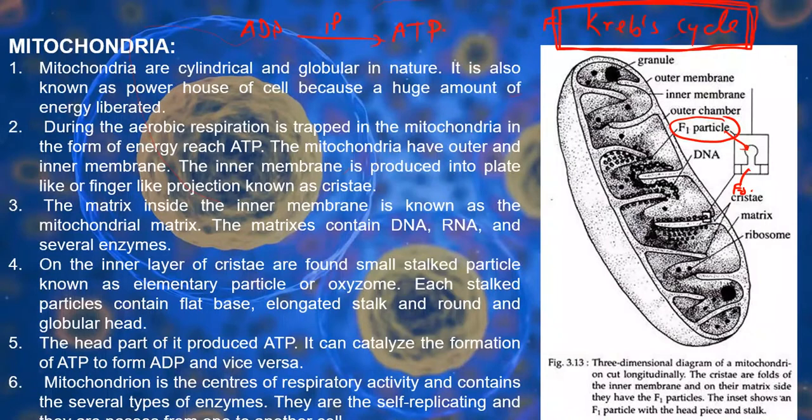All the enzymes of the Krebs cycle are found in the matrix of mitochondria, but only one enzyme is found in the inner membrane of mitochondria. Can you find that one for me as homework? To prepare for your exam, please read the question.